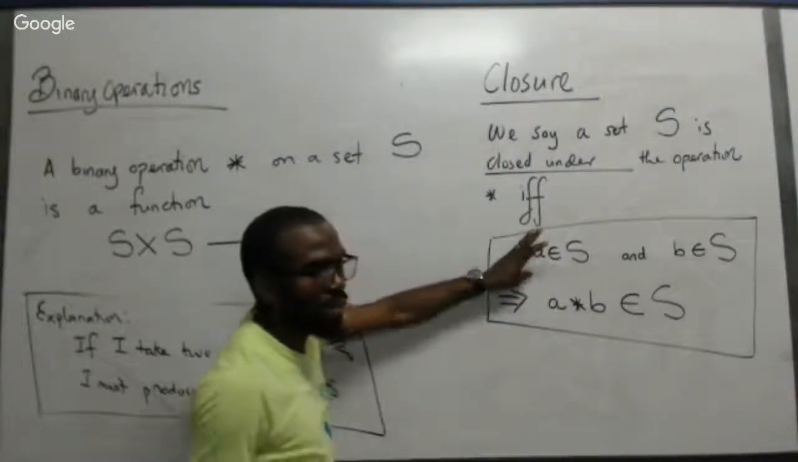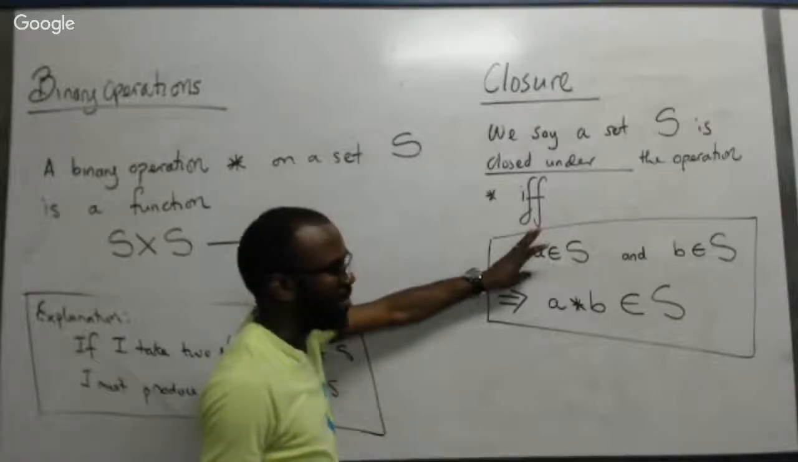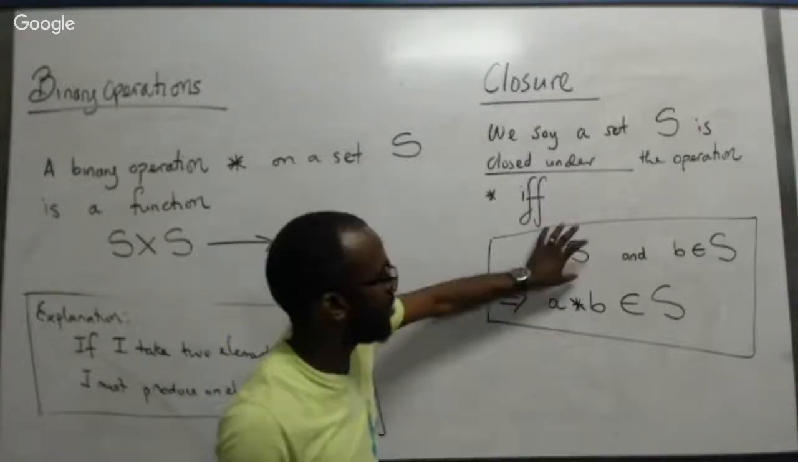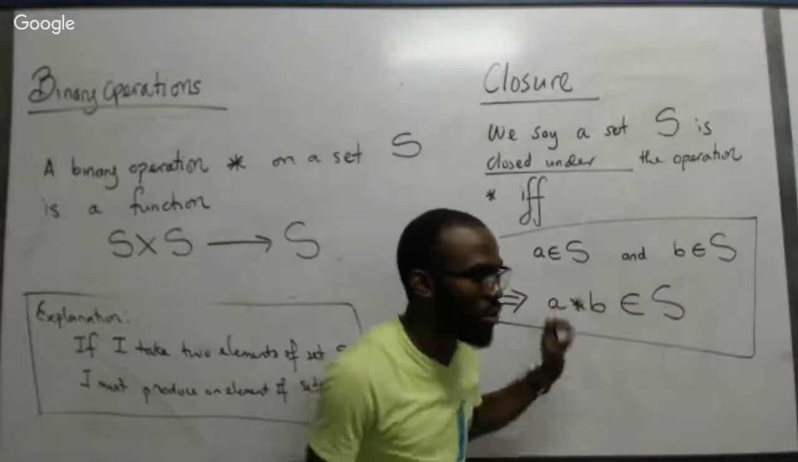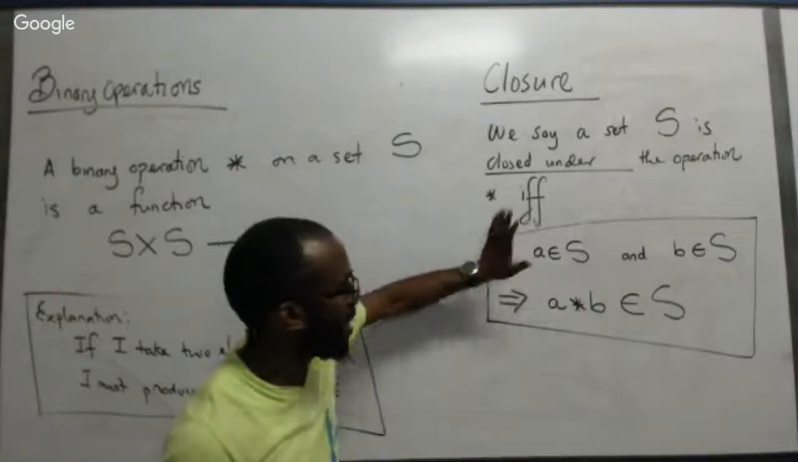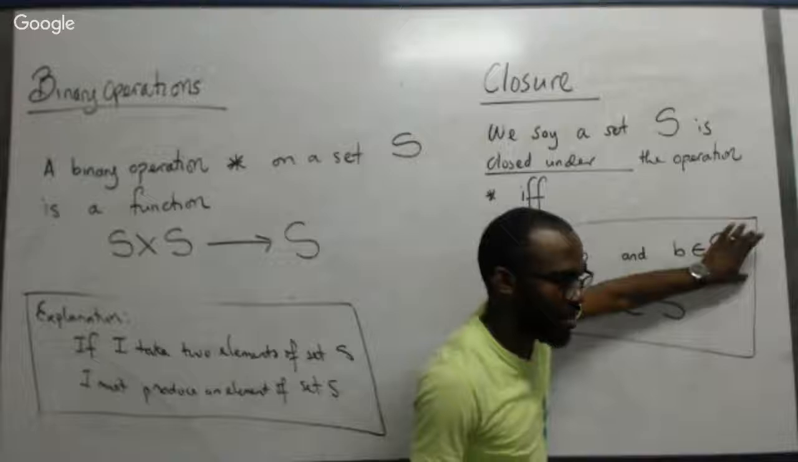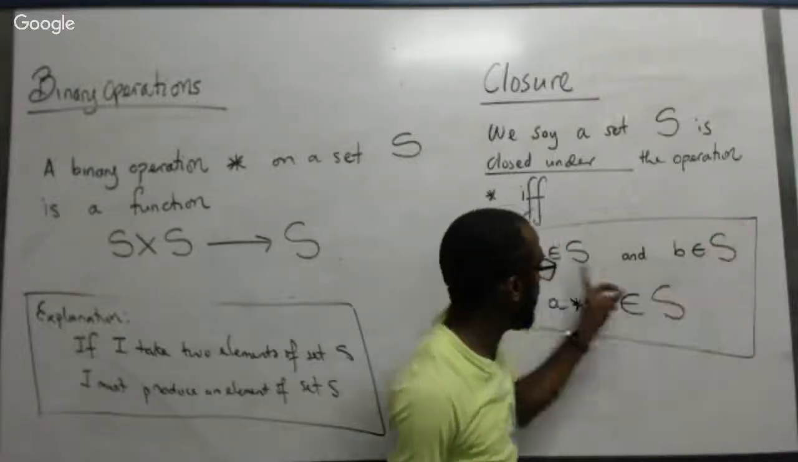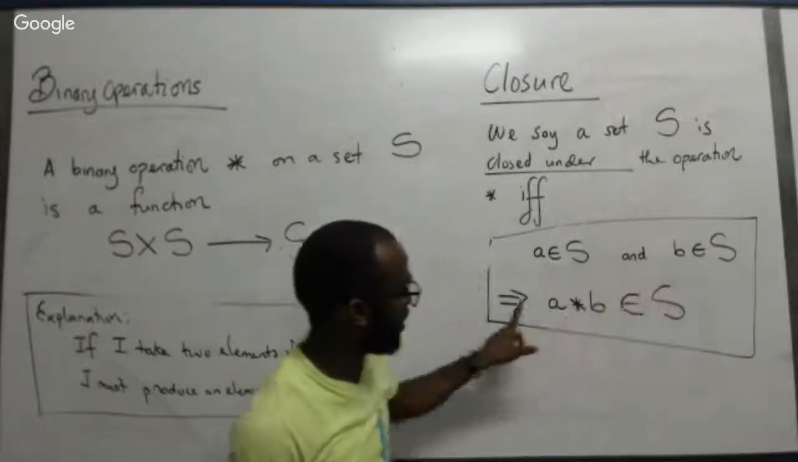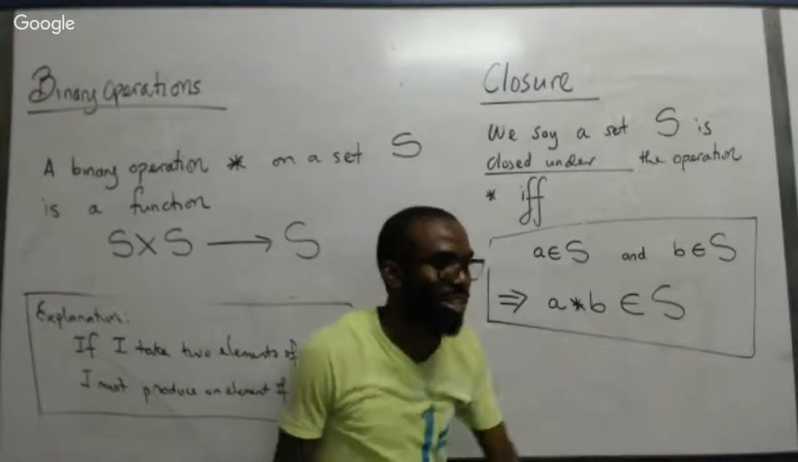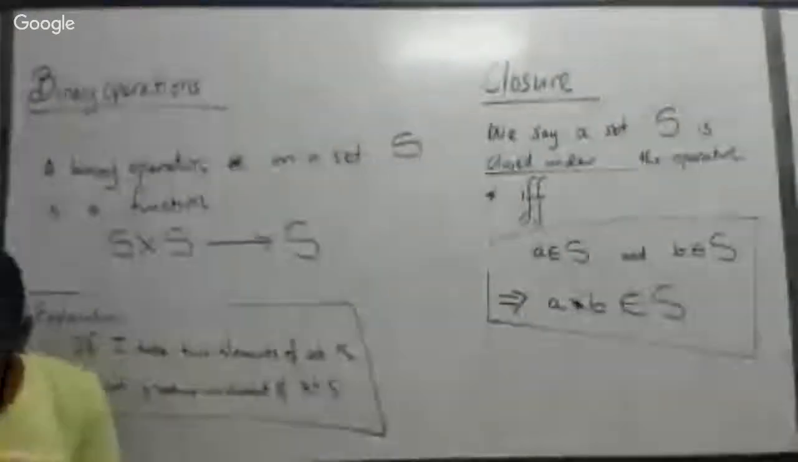You remember how implication works? Implication can be written in two ways. This implies this, or you can say, just like what the book said, if this scenario is true, that means A is in S and B is in S, then A and B combined is also in S. That's what it's saying, right? Good.